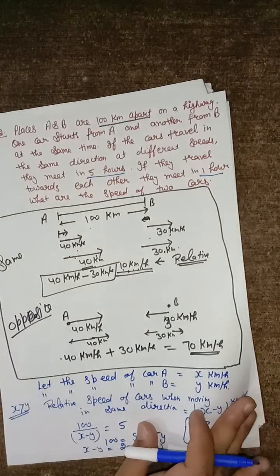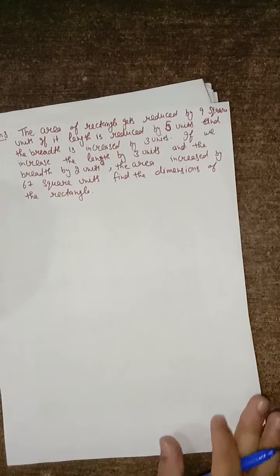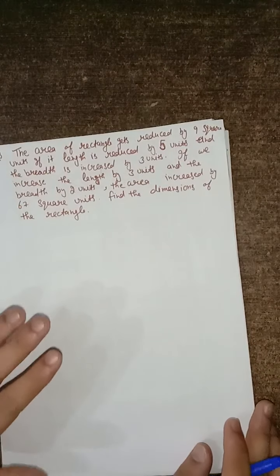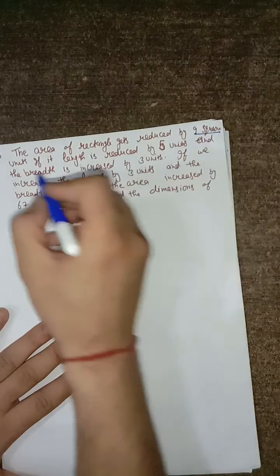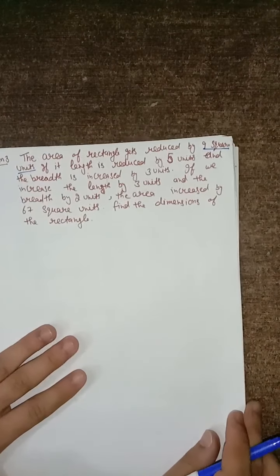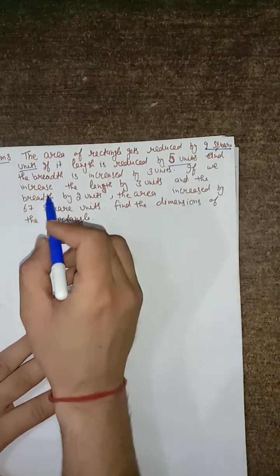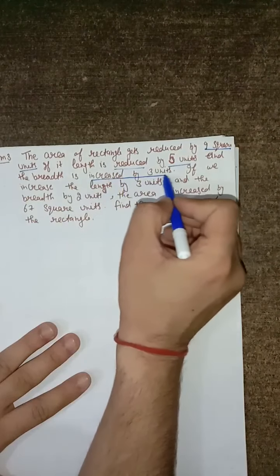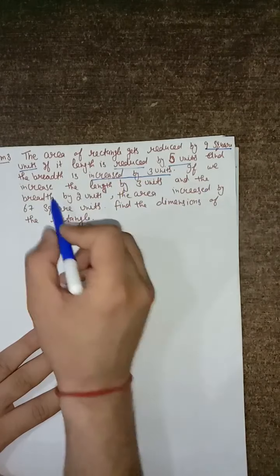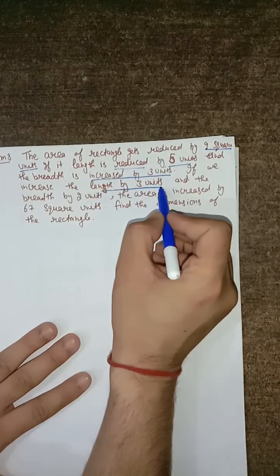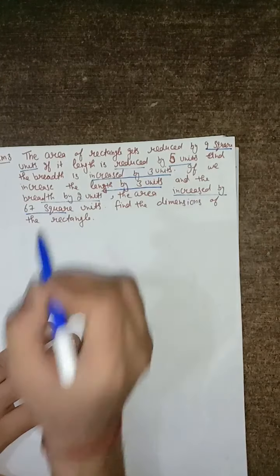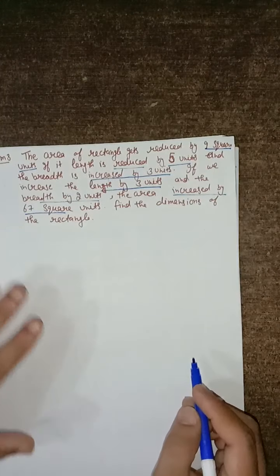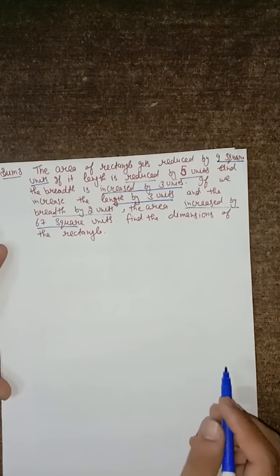Now our third question is, the area of a rectangle gets reduced by 9 square units if its length is reduced by 5 units and breadth is increased by 3 units. If we increase the length by 3 units and the breadth by 2 units, the area increases by 67 square units. Find the dimensions. So in the question, dimensions are asked.